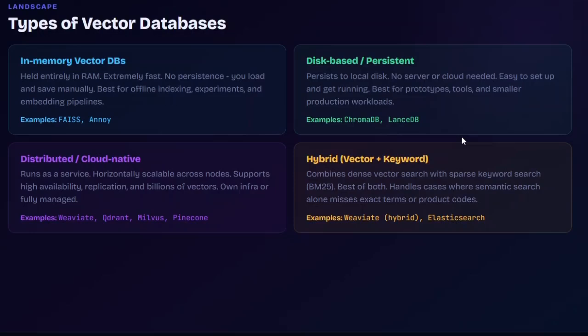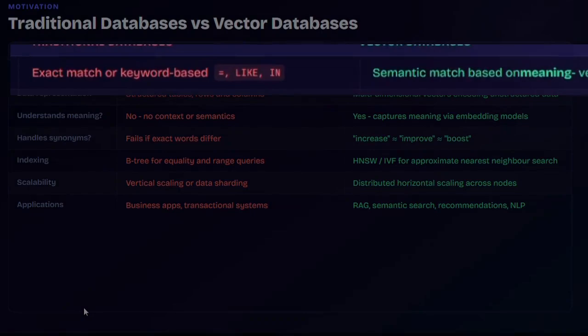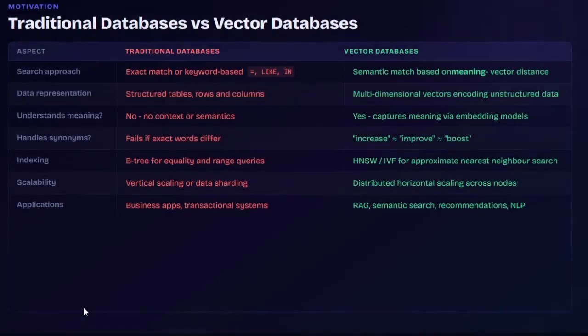So now let's move on to our next topic, which is types of vector databases. But before that, let's understand our motivation. Let's understand the difference between traditional databases versus vector databases. So first aspect is search approach. In traditional databases, we search based on exact match or keyword. So we use is equal to, like, or in operators to do our searching. While in vector databases, we search based on the meaning.